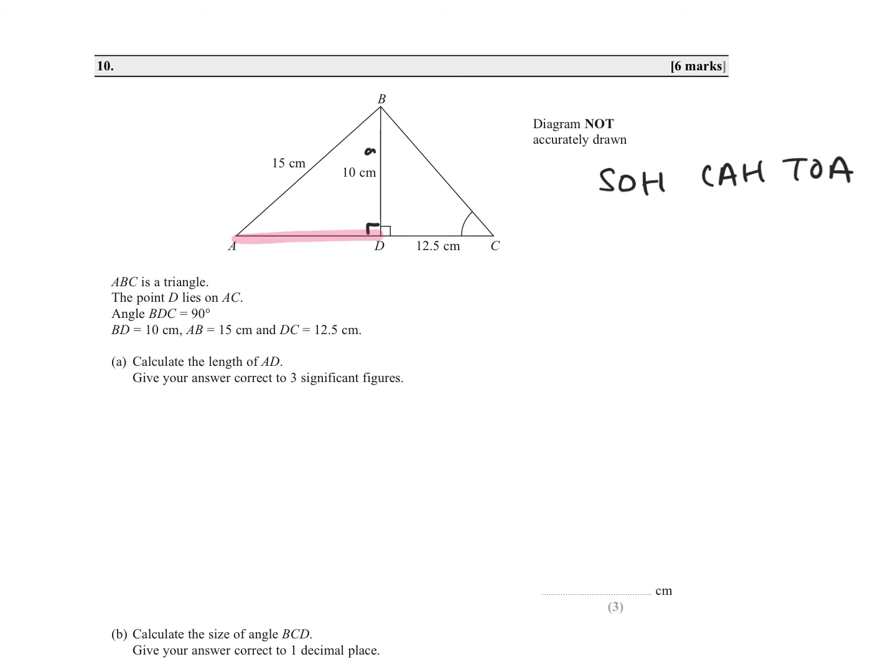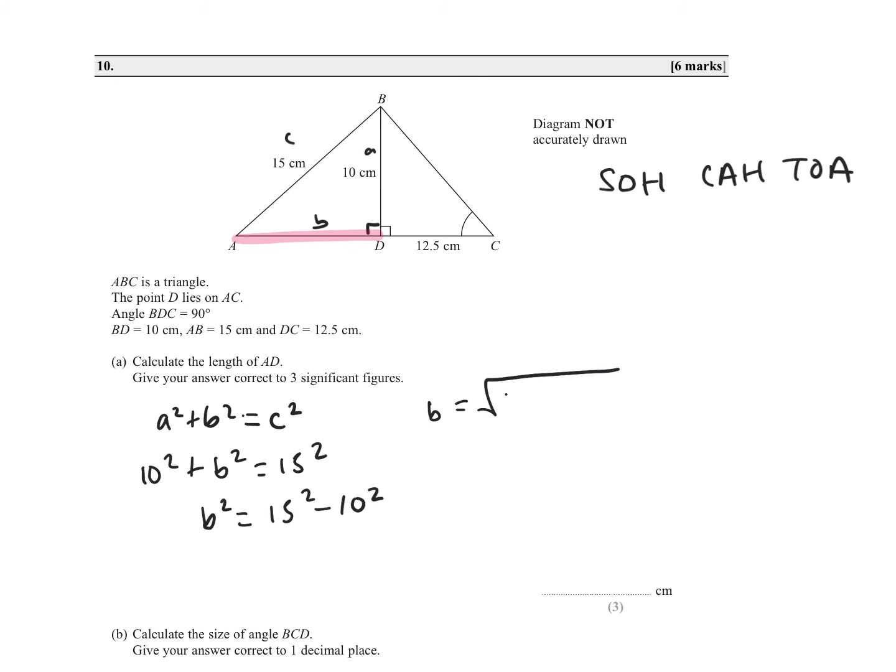So we know this is our A, B, C. We know A squared plus B squared equals C squared. So we're going to have 10 squared plus B squared equals 15 squared. So B squared equals 15 squared minus 10 squared. So B equals the square root of 15 squared minus 10 squared, which is root 125. It wants the answer to three significant figures.